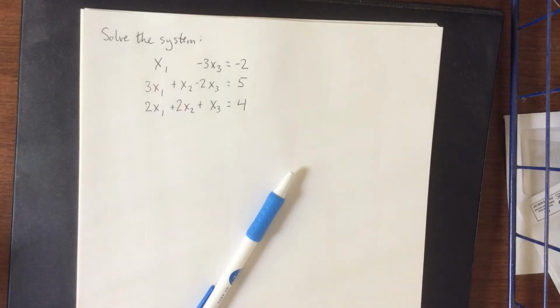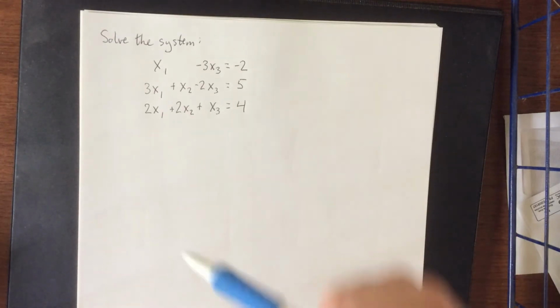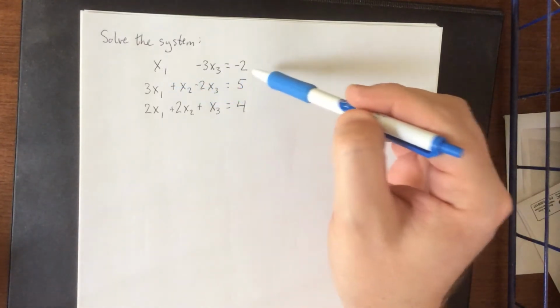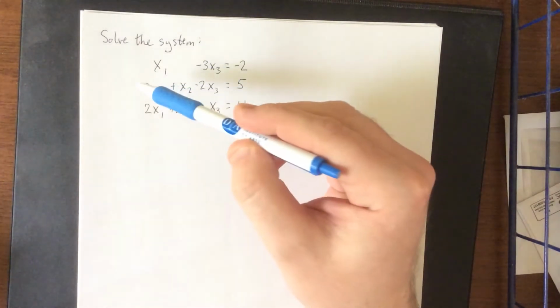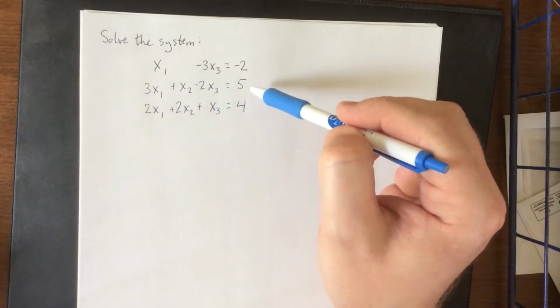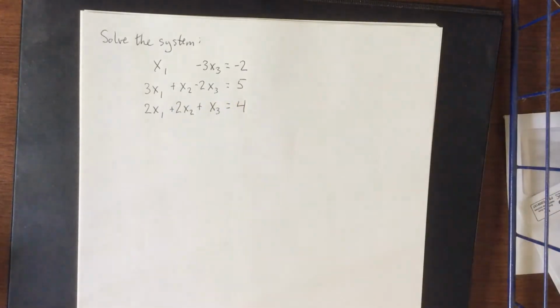All right, let's go ahead and try out another one of these problems. Here we're going to be solving the 3x3 system. That's three equations with three variables. Here we have first equation, x1 minus 3x3 is equal to negative 2. Then we have 3x1 plus x2 minus 2x3 is equal to 5. And 2x1 plus 2x2 plus x3 is equal to 4.